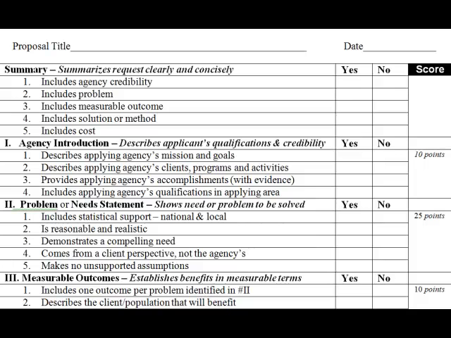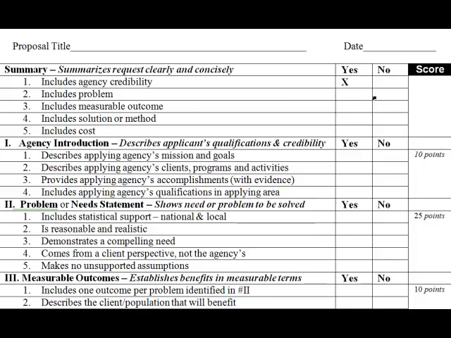So we have our evaluation form, and we'll fill in the title of the proposal that we're evaluating, the date that the proposal was completed, and we're going to go through the sections, and we have two columns. It's basically yes or no. And what we're looking for is in the proposal, does it include these subsections, these items? So does it include something on the agency credibility? If it does, you put an X. If it does not include something, you put a no.